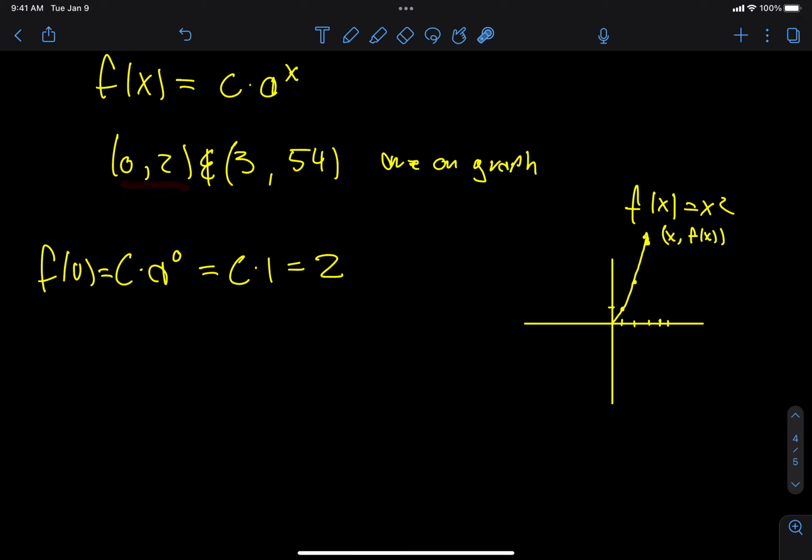So it's a very simple procedure here. If 0, 2 is on the graph of this function, then that means that when I plug in 0, I get 2. Okay? When I plug in 0, I get 2. Because the height of the function is given by what I get when I take that x value and plug it in for x.